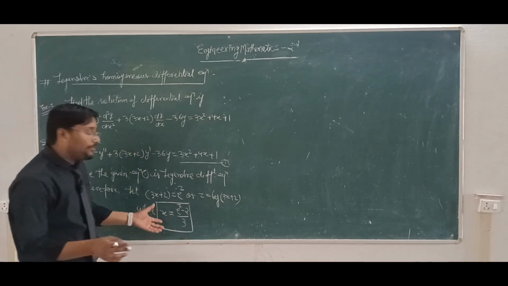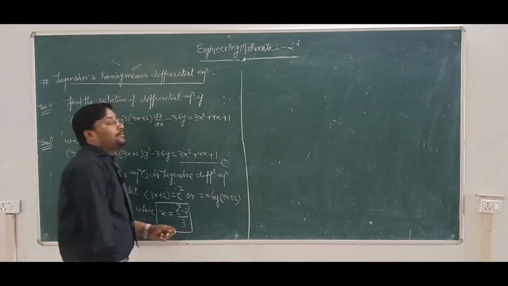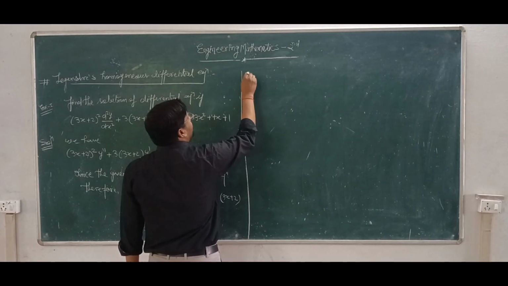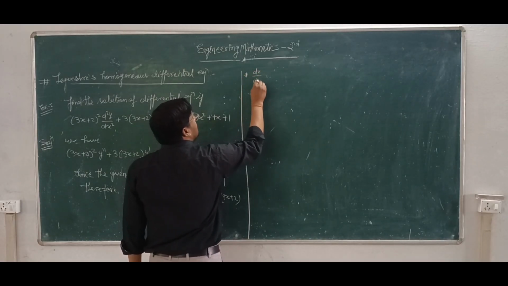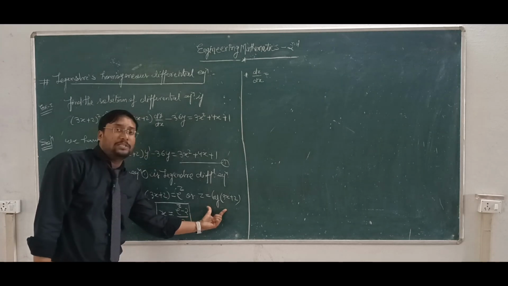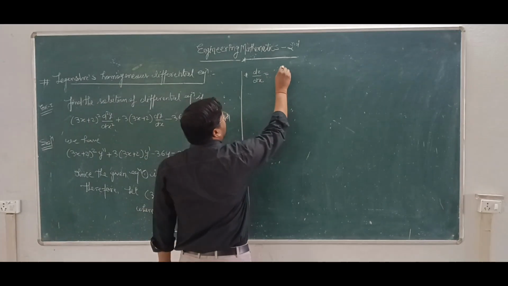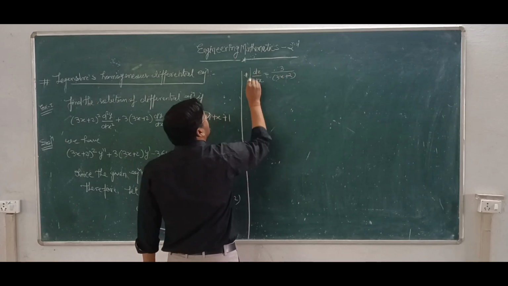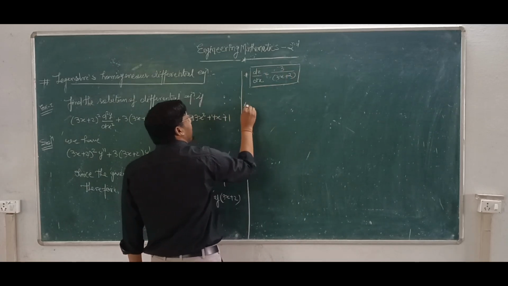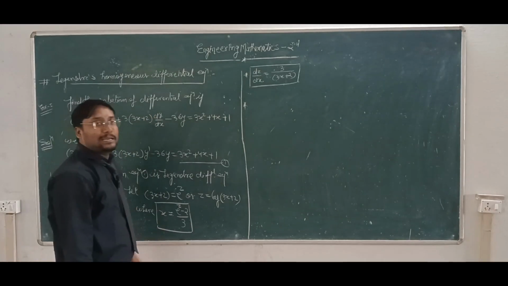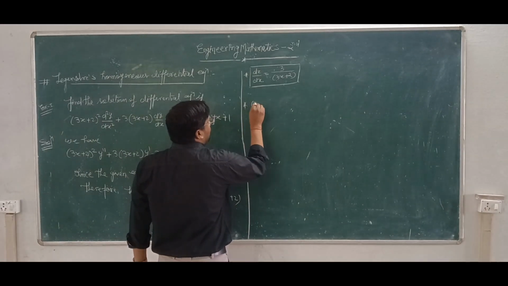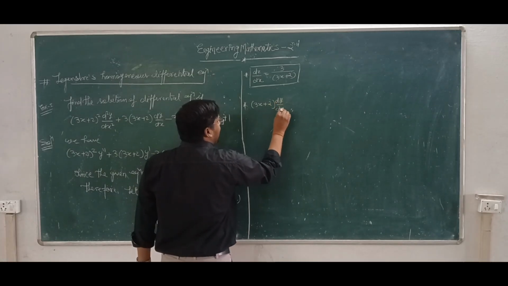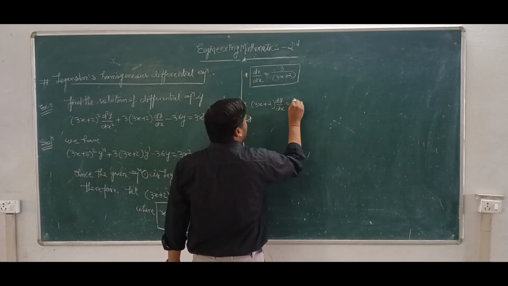First of all, I am finding the value of dz/dx. Differentiating with respect to x, you can write 3/(3x+2). Now second, find the value of dy/dx. Now you can write (3x+2) dy/dx = 3 Dy.